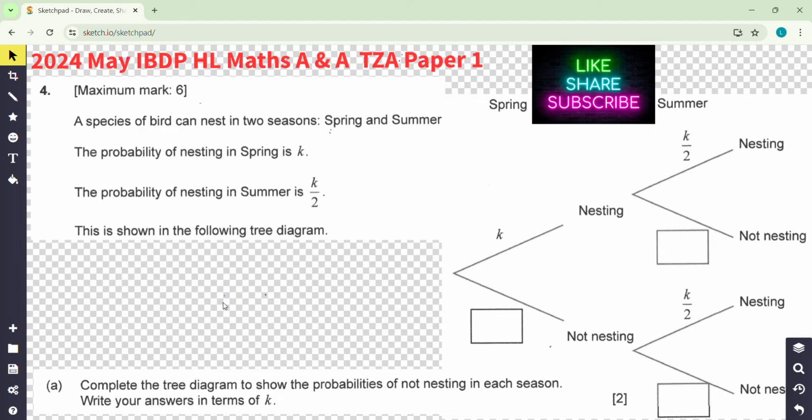Okay, we are back on the discussion on question number 4. Look at A first. Complete the tree diagram to show the probability of not nesting in each season. Write your answer in terms of K. So look at the tree diagram.